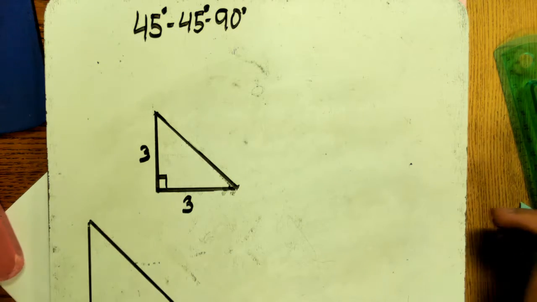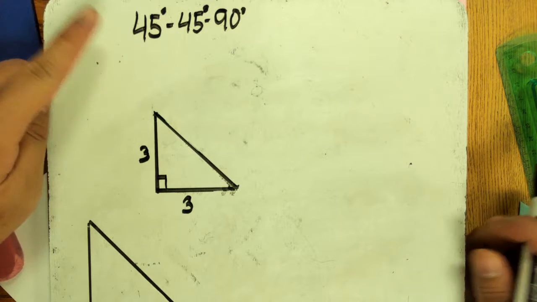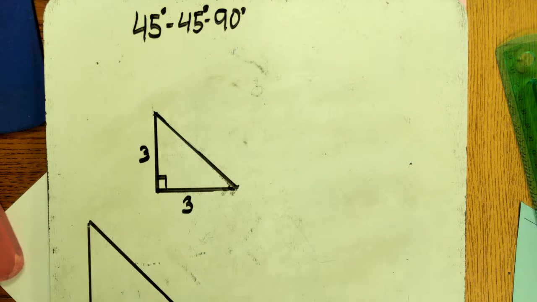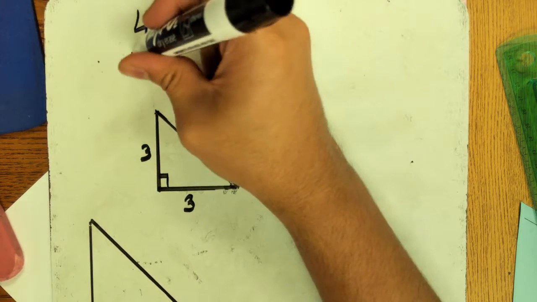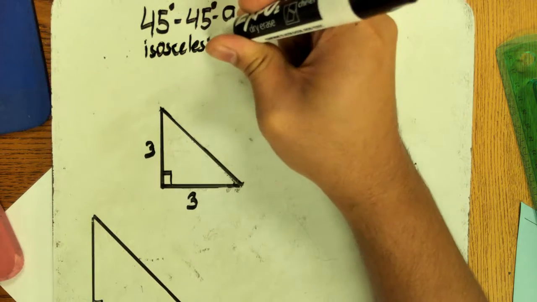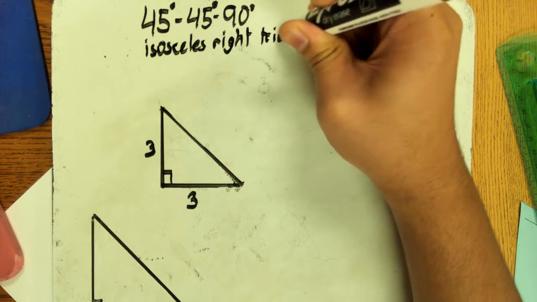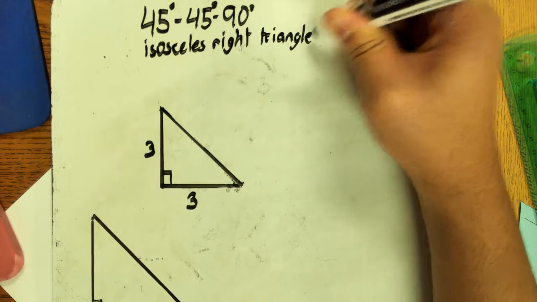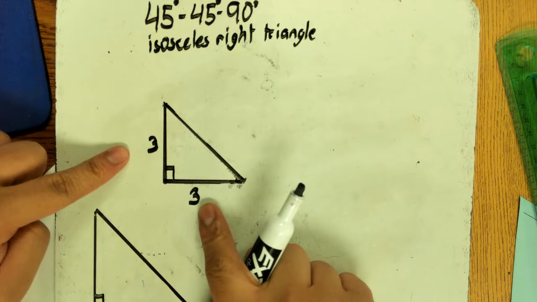Today we will learn about a special right triangle called the 45-45-90 triangle. We are going to take a look at what happens when we have an isosceles right triangle. So this is a case where you have a right triangle where the two legs are the same.